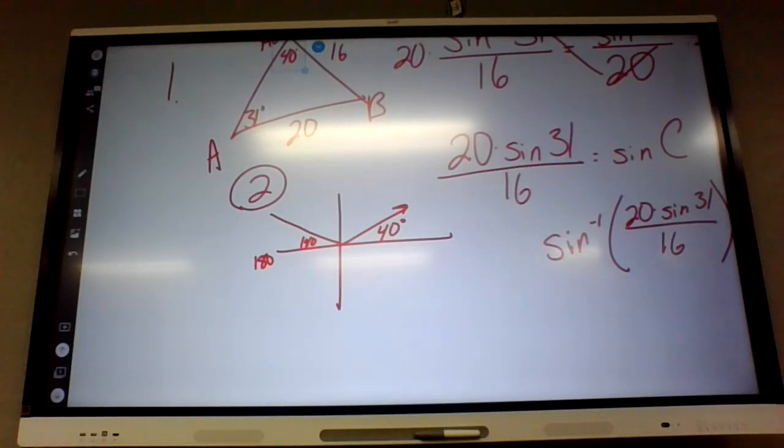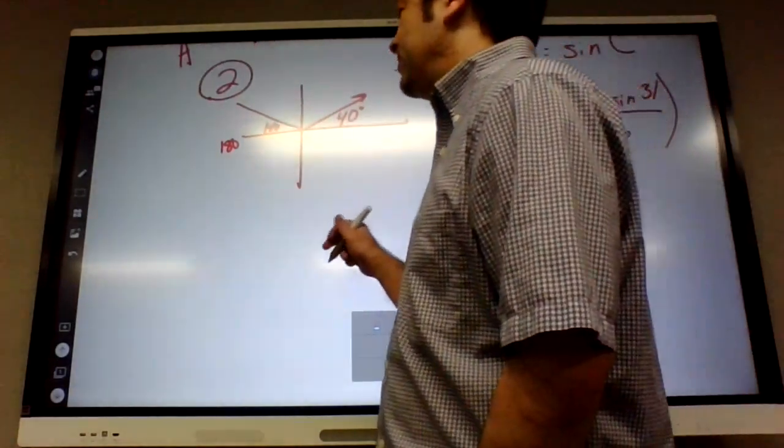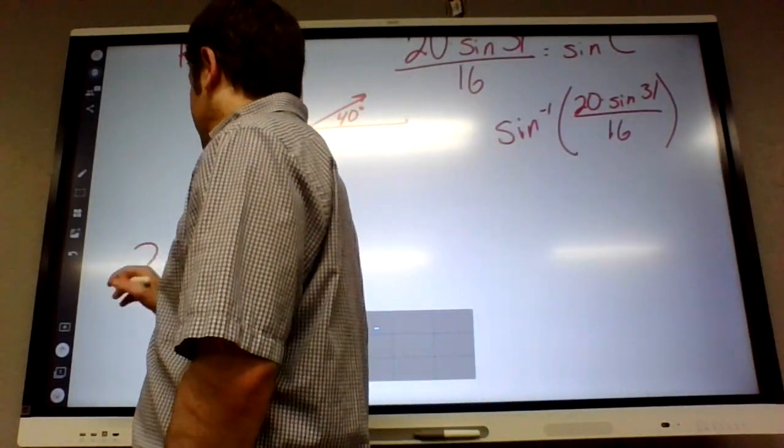Let's do 2 and 3 also, because they're all a little bit different. I want to do one of each.